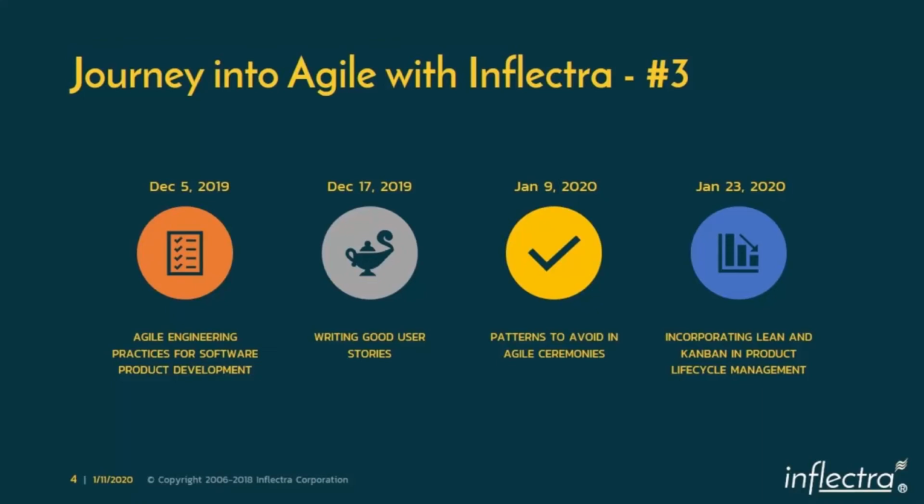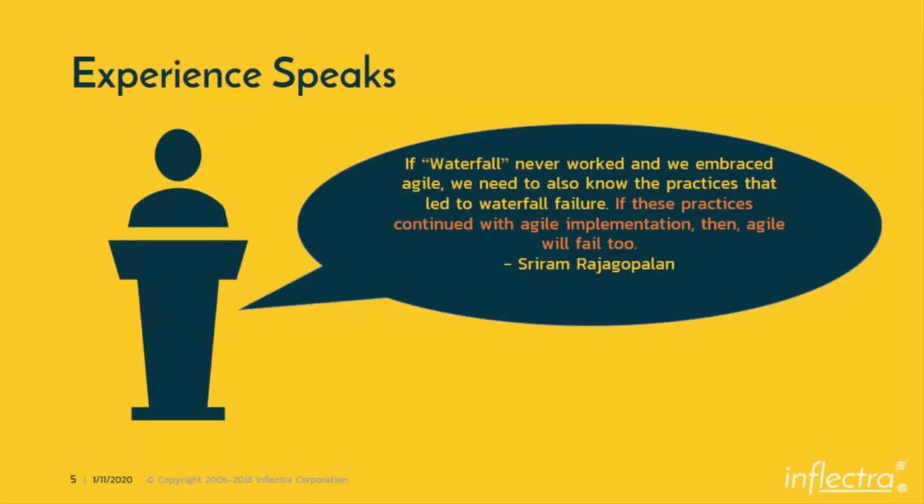in product lifecycle management. So basically, from my own experience, a number of times I feel like waterfall exists only in people's mindset. It exists only in practice, not in theory. But if waterfall never worked, according to a number of people, and we embraced Agile because of the failure of waterfall, we also need to know the practices that actually led to waterfall's failure. And if these practices continued, then Agile will also fail, because we will continue to take those same practices that led to waterfall's failure, and Agile will also fail, right?